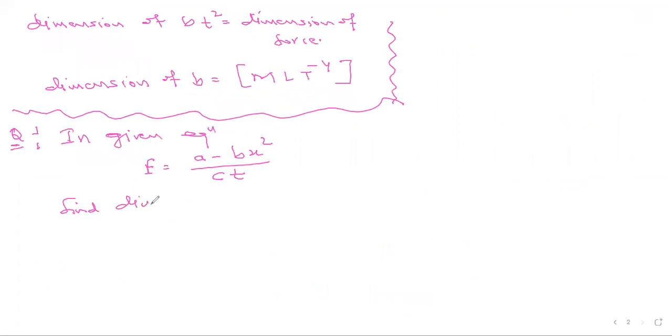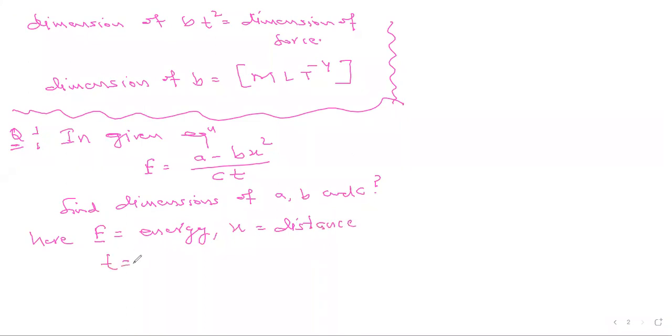Find dimensions of A, B, and C. Try to work out. So value of x. This E is the energy, x is the distance, and t is the time. Now try to work out over it.